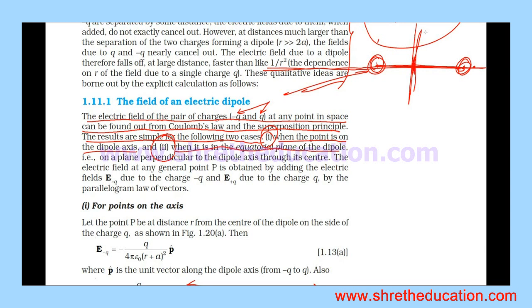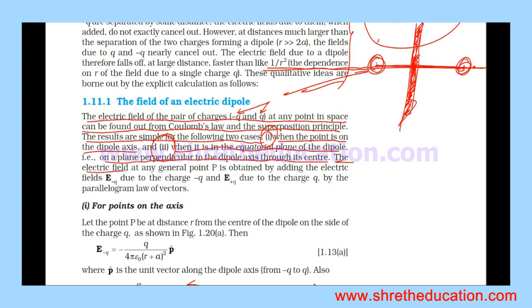The equatorial plane is a plane perpendicular to the dipole axis through its center.